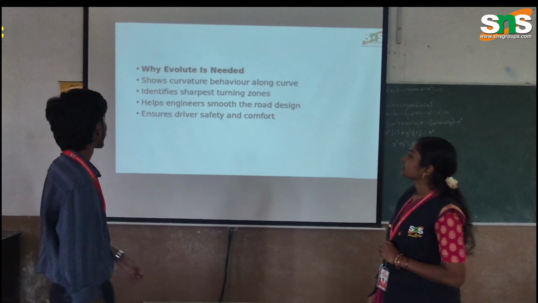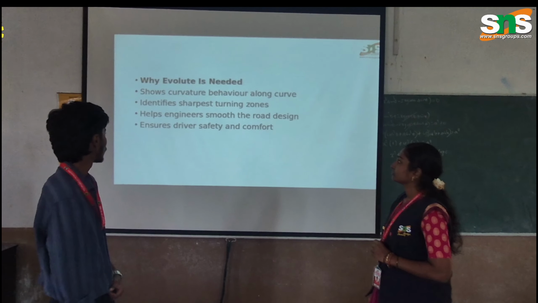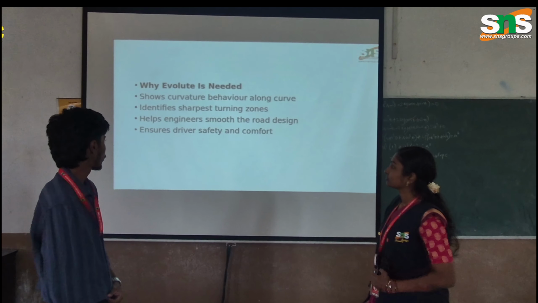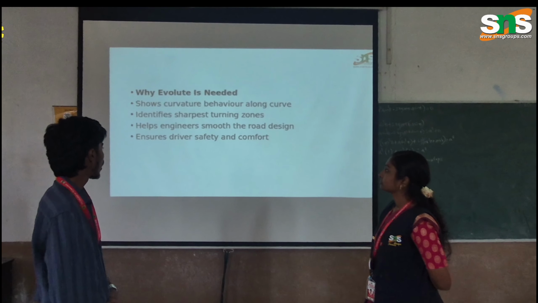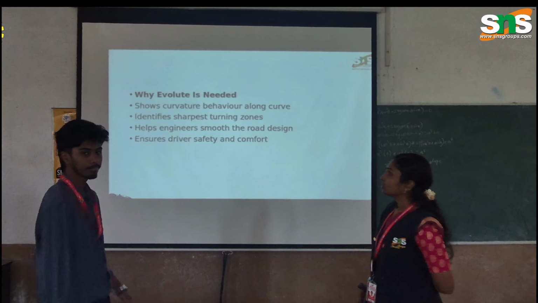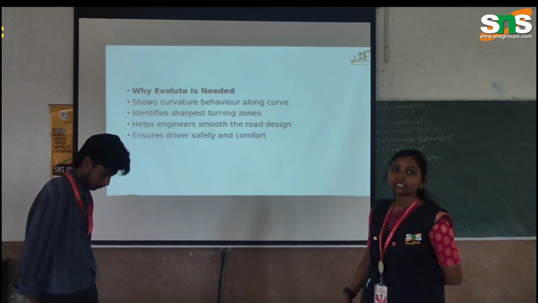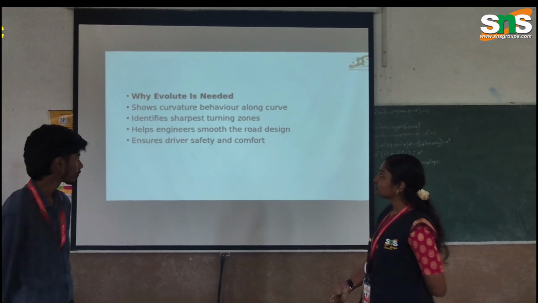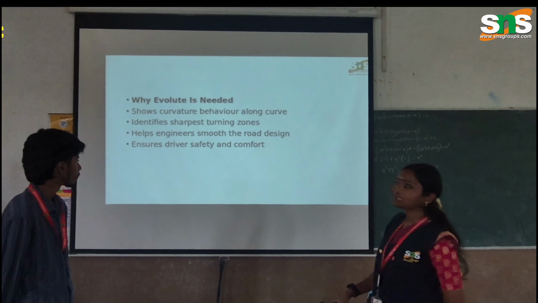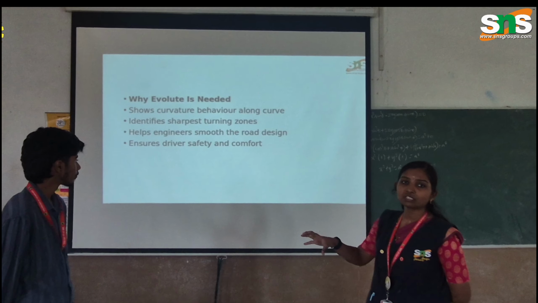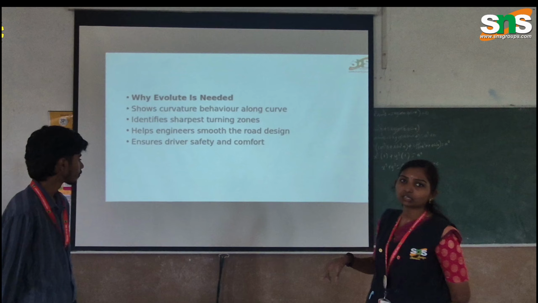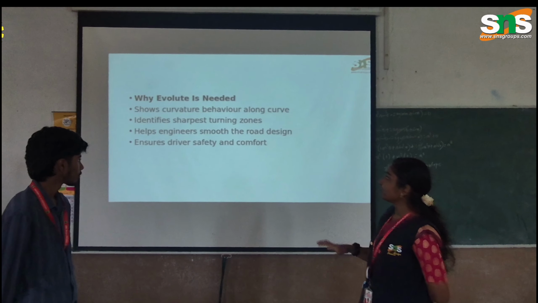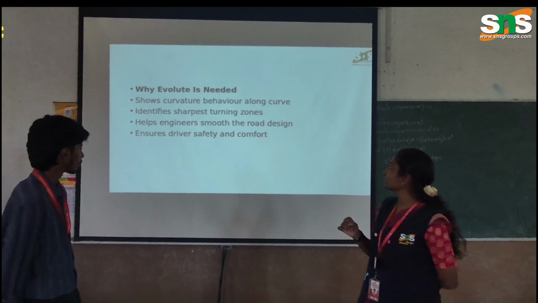Why is evolute needed? Shows curvature behavior along the curve. Identifies sharpest turning zones, helps engineers smooth the road design, ensures driver safety and control. So why our evolute is needed is studied in this slide. We need the evolute, which shows the curvature behavior along the total curve, which is y = ln x. And the second point is it identifies the sharpest turning zones.